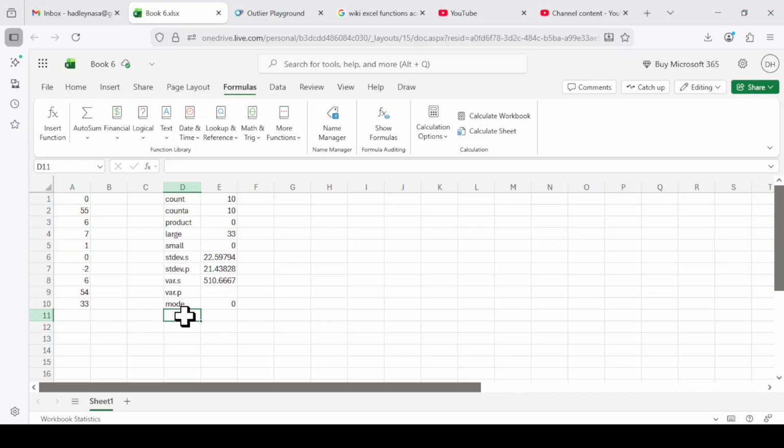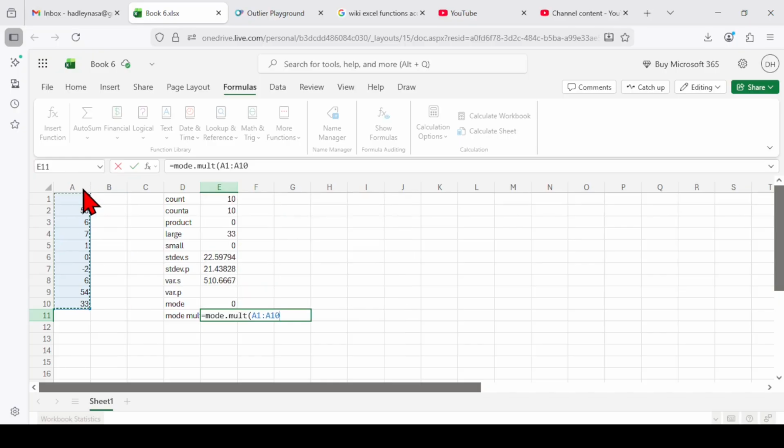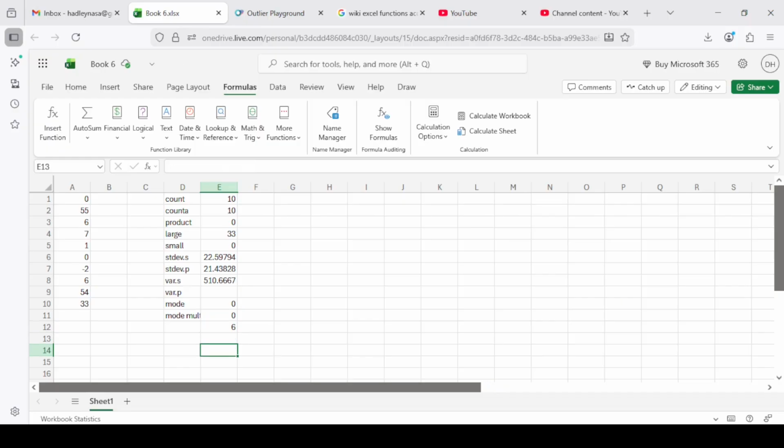If I do mode.mult, so equals mode.mult, it's going to actually spit out an array. So you can see this is an array because there is a blue border around all of the applicable cells. So this is an array of modes. So this list has multiple modes. It has multiple repeating numbers.